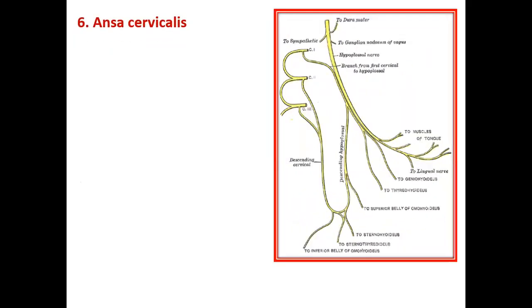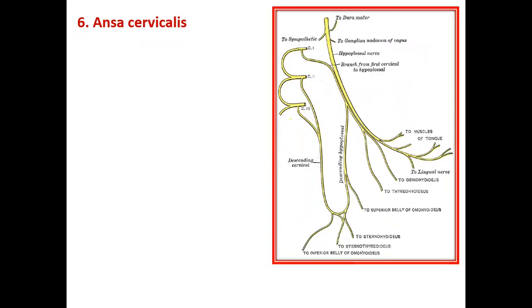The ansa cervicalis is a loop-shaped nerve plexus with the root value C1, C2 and C3. So this is the nerve loop, and this is called the ansa cervicalis. The C1 fibers from the hypoglossal nerve form the superior root, or descendens hypoglossi. This is the superior root.